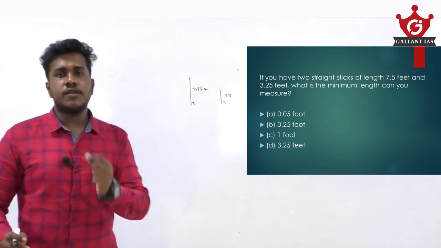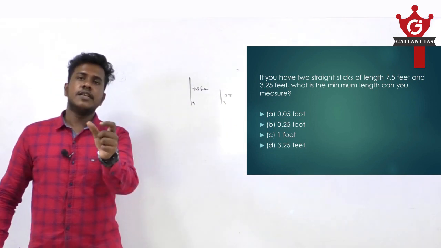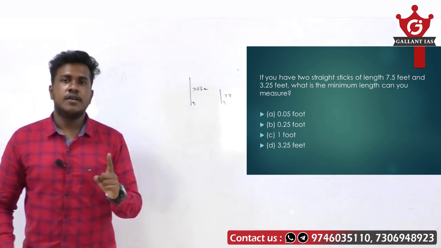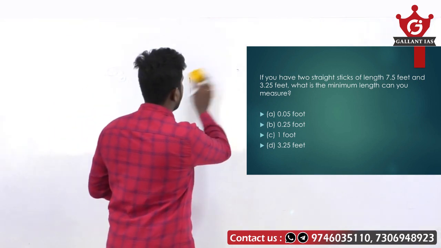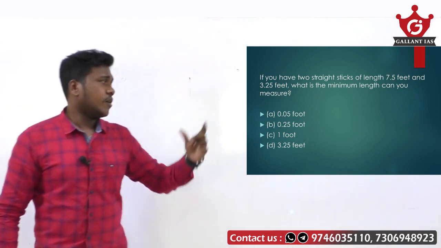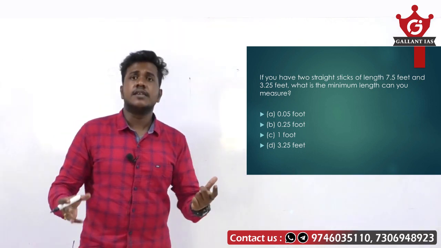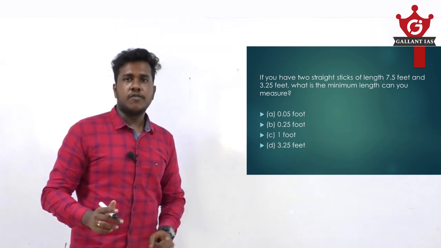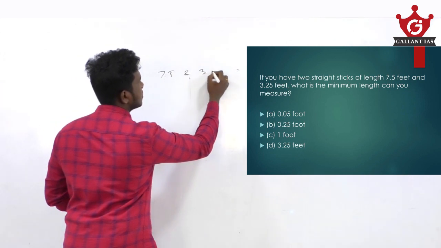In all such cases, if you are finding a part of the given quantity or given data, then you need to use the concept of HCF. Here you need to use the concept of HCF. Now let's solve the question. There are many methods to solve this question, but solving it based on HCF is actually the simplest method. We will be getting the answer very easily. So find the HCF of 7.5 and 3.25, and you will get the answer.